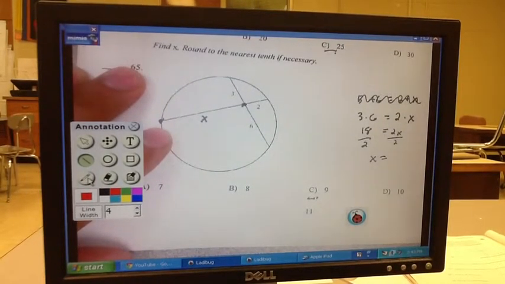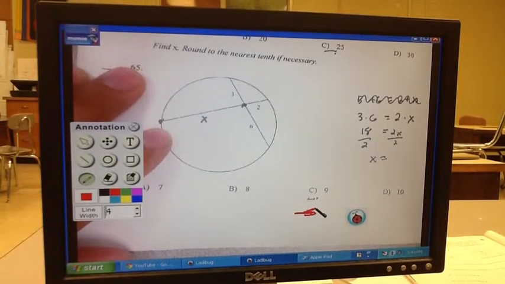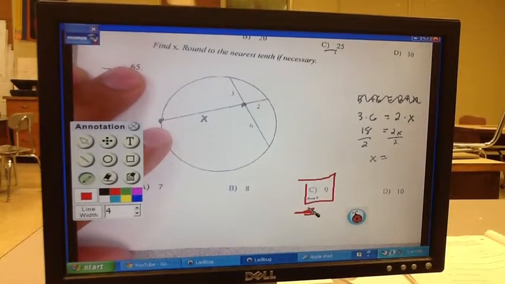Before we get too far, don't let that 11 mess with you. That's just what page we're on, so it ends up being 9.